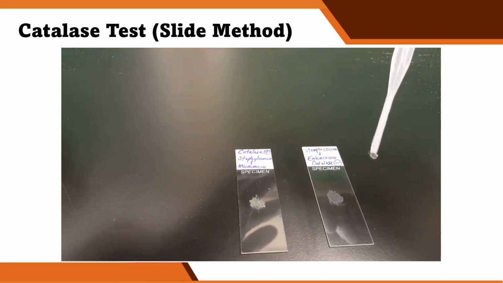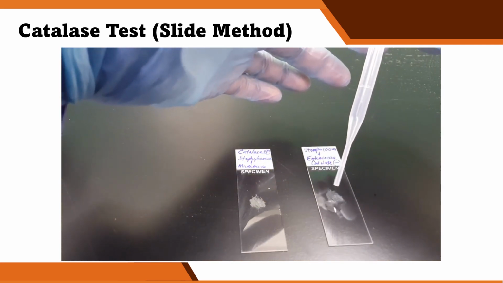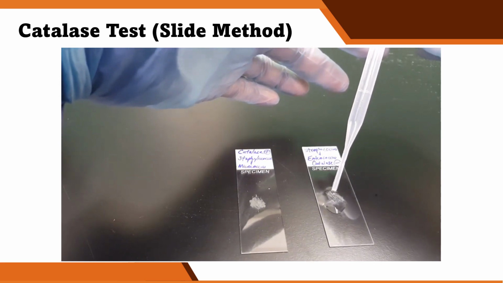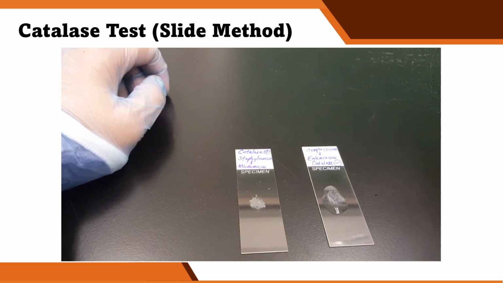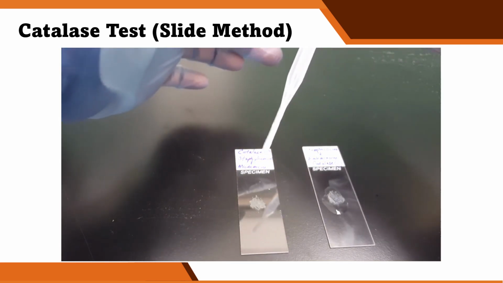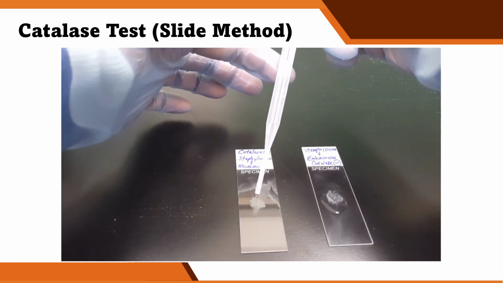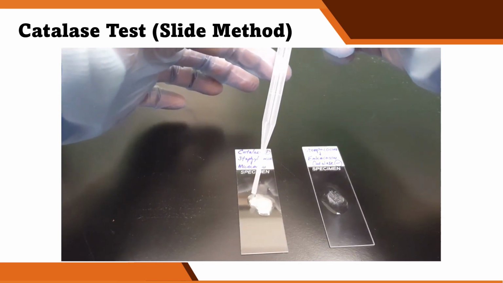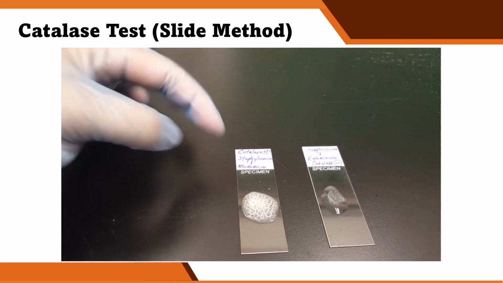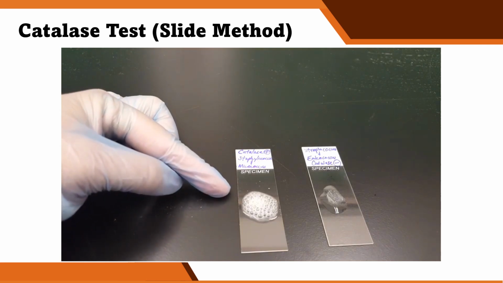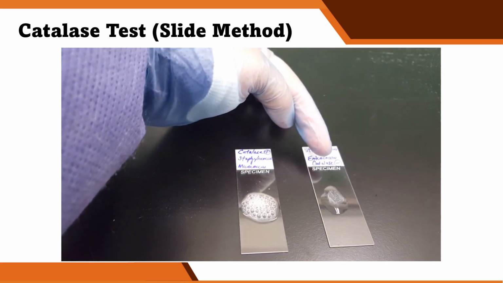So I'm going to add my hydrogen peroxide and look for bubbles. Okay, so as expected, the Streptococcus does not show any bubbles. On the video it looks really white, but there aren't any bubbles. Whereas on the Staphylococcus aureus, look at all those bubbles. Okay, so this is a positive test here for staph, and this is a negative test here for strep.